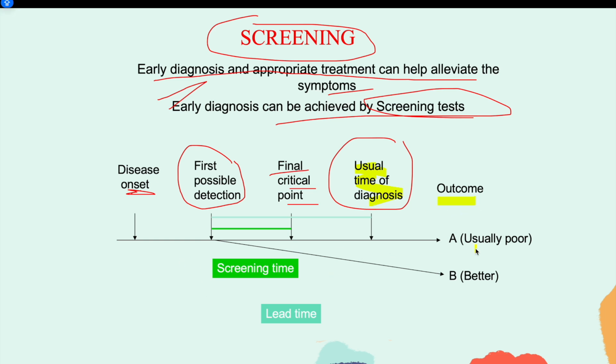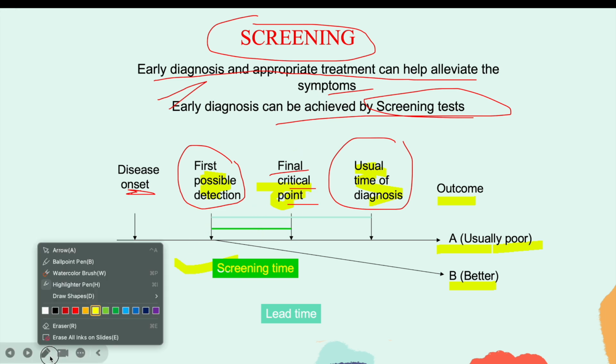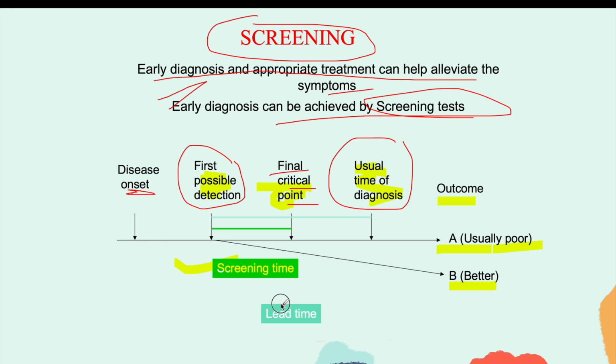So we have two scenarios, A and B. In A, the time period between the first possible detection and the final critical point is known as the screening time. Please remember, this is very important. The screening time is the time between the first possible detection and the final critical point. And the lead time is from the first possible point of detection to the usual time of diagnosis.